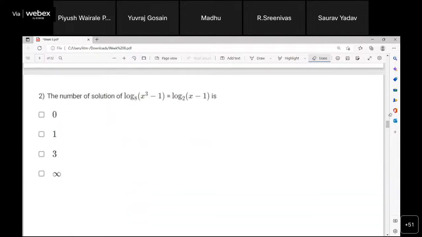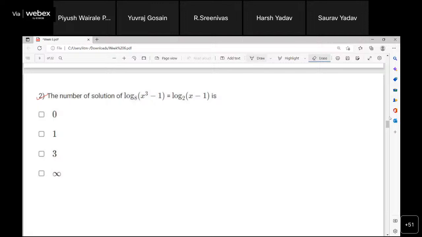Okay. This one is an interesting question. Try to solve it. I will wait for 2 minutes. We have to find out the number of solutions. And here also the base is different. Solution is 0, sir. How 0? I'm getting an equation like x cube minus 3x plus 2 equal to 0.